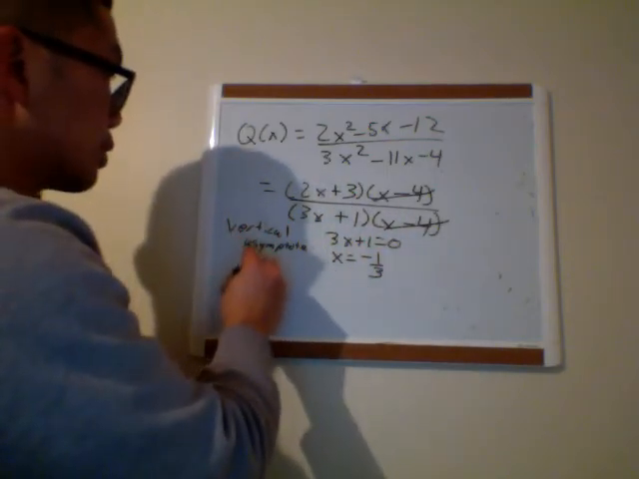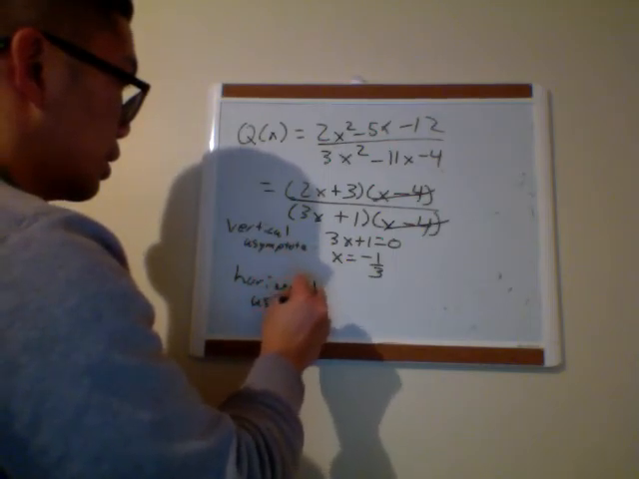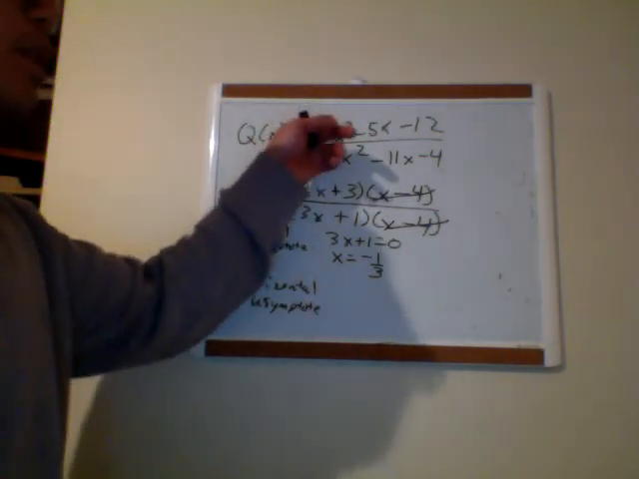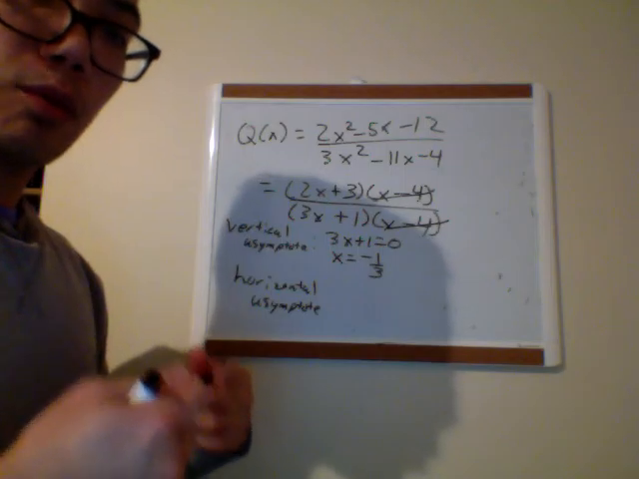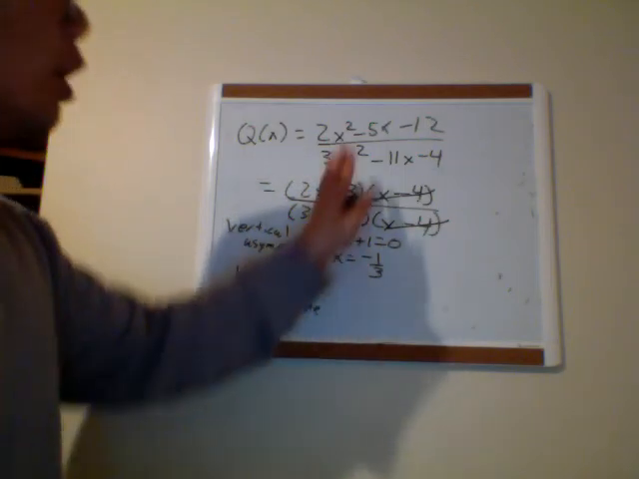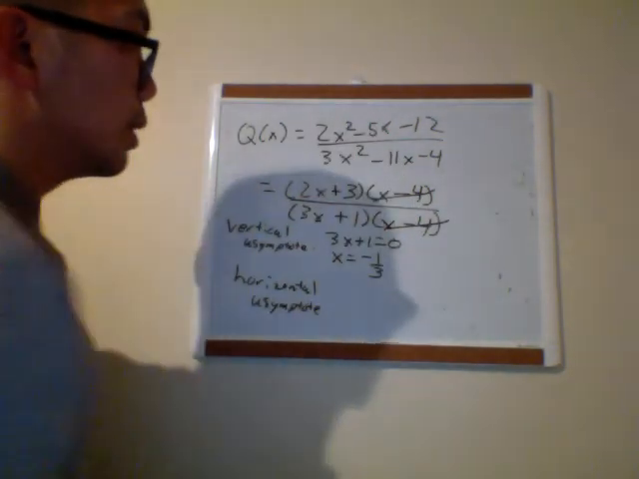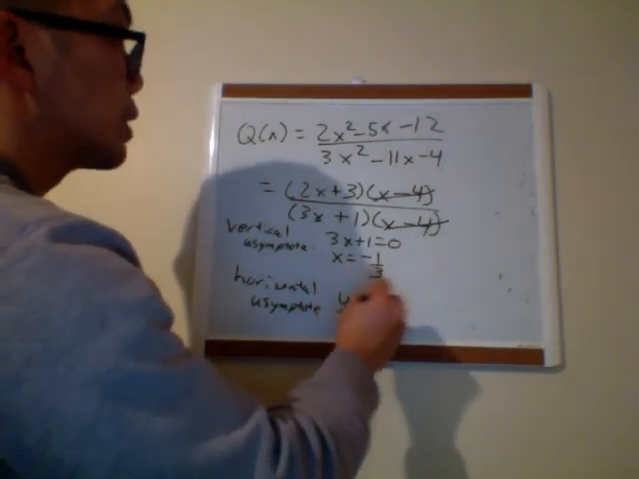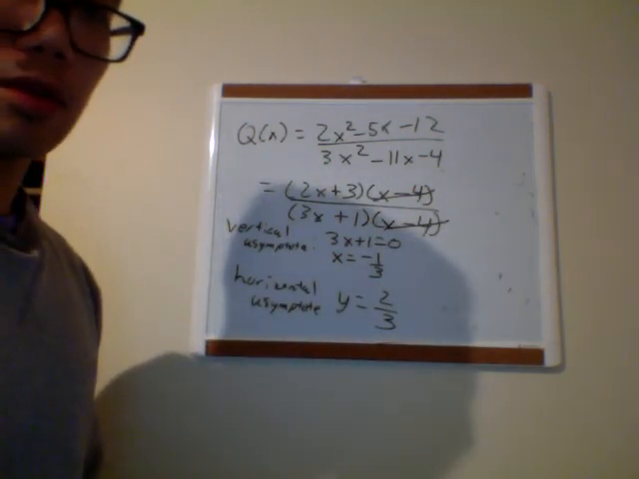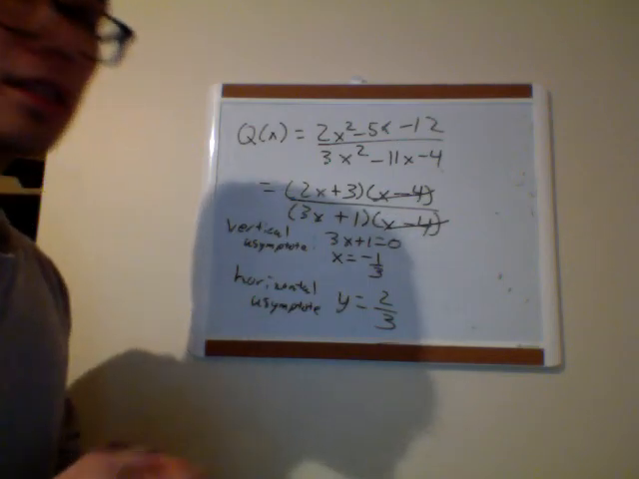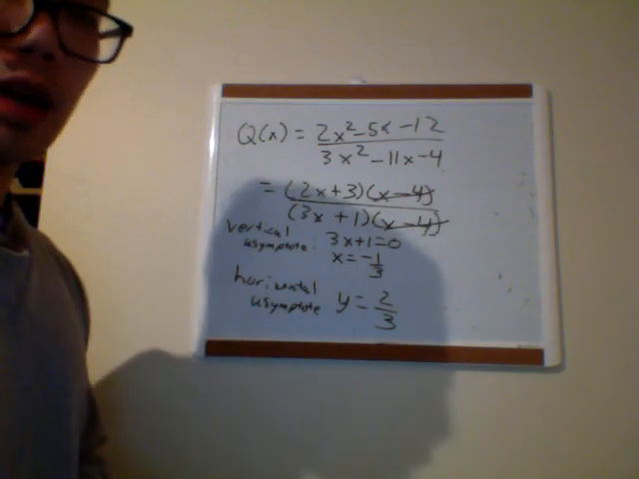Now for my horizontal asymptote, I look at the degrees of the top and the bottom, and I see they are the same. I have to look back and remember what happens when the degrees are the same. Well, all I do is take the coefficients and divide them. So my horizontal asymptote is y is equal to 2 over 3. And that's it. Okay? So actually, the concept behind it is kind of difficult, but finding the asymptotes is pretty straightforward.